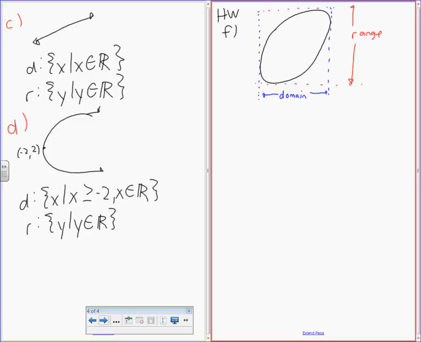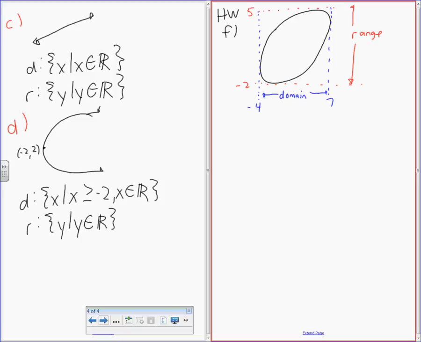Okay, so we're going to say for this one, this point over here is almost negative 4. This point over here is a little over 7. This point down here is about negative 2. And this one at the top is about 5.